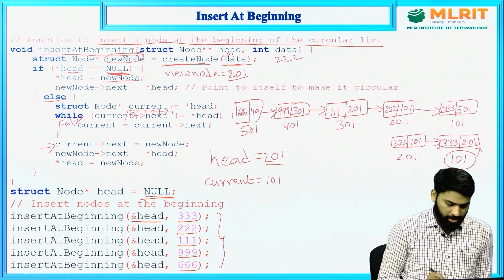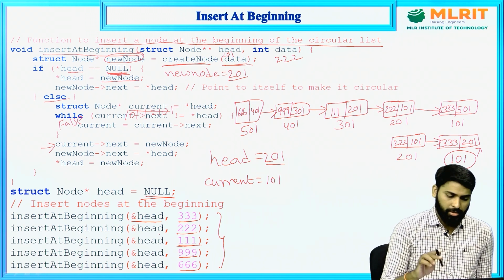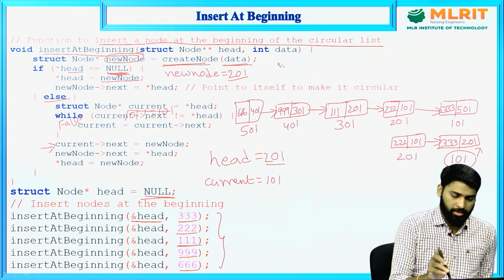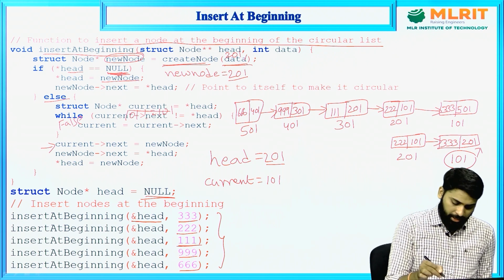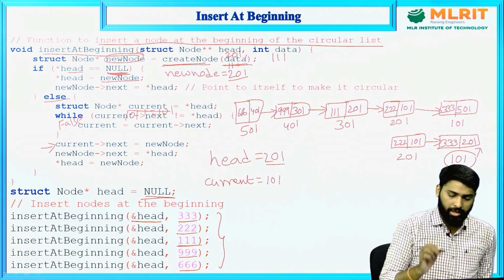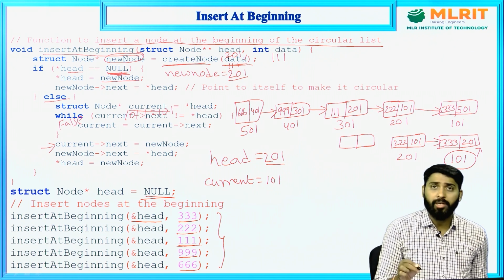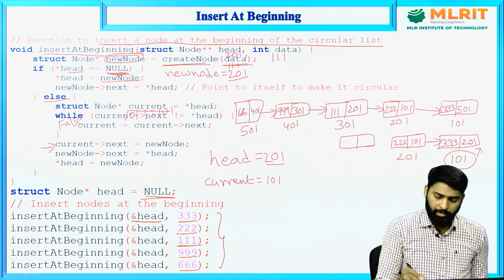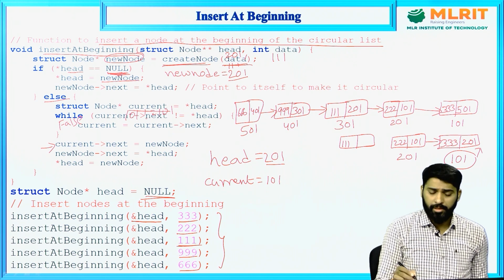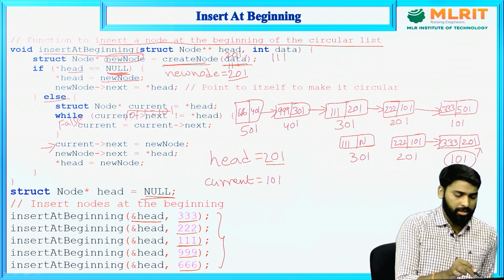So now the third instruction: insert at beginning 111. What is the head? 201. So in this case head is 201 and the data part is 111. Again we call the function create node with data 111. One node is created. Insert the data in the data part. What is the data here? 111. Make the next a null, and it has some address. Let us assume 301 is the address.